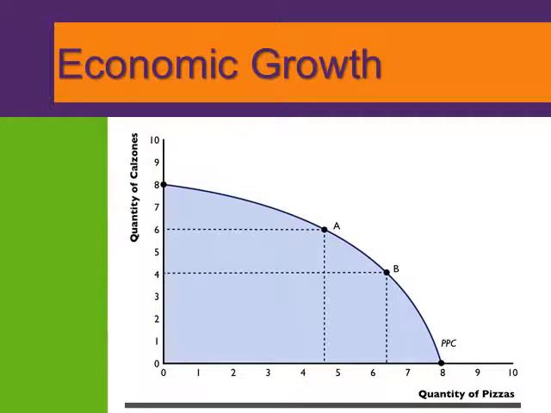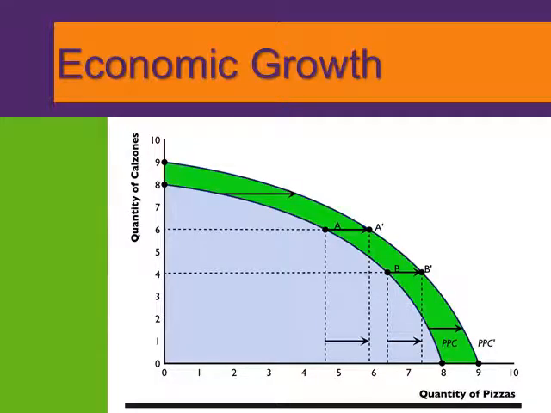To show this increase in production possibilities, or growth, we draw a new curve to the right of the old curve. Points of production that were previously unattainable now become attainable. Notice that this example shows the capability of both pizza and calzones increasing roughly equally.